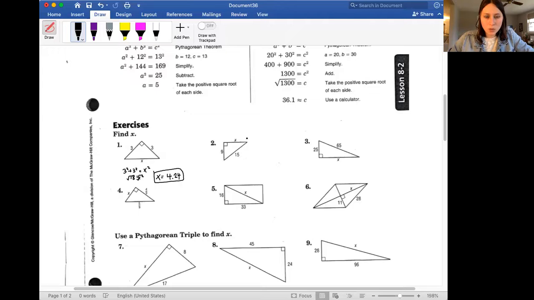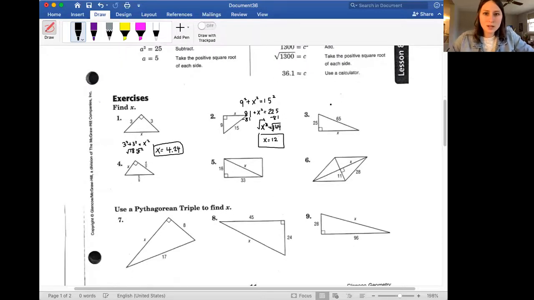Number two, what we're missing is a leg, so we're going to write 9 squared plus x squared equals 15 squared. 9 squared is 81. x squared is unknown. 15 squared is 225. So now we're going to subtract 81 on both sides. x squared equals 144. To get rid of our squared, we can square root. x equals 12. Okay, I think the rest of these are no big deal, right? 3, 5, 6, same thing here.